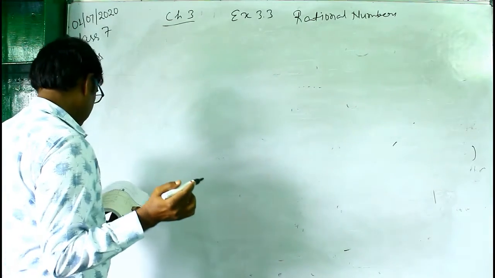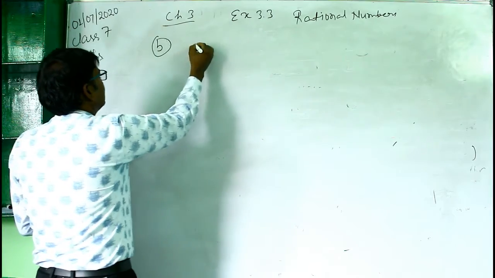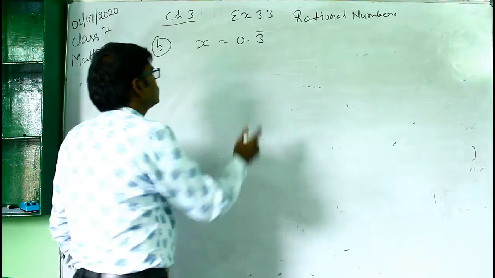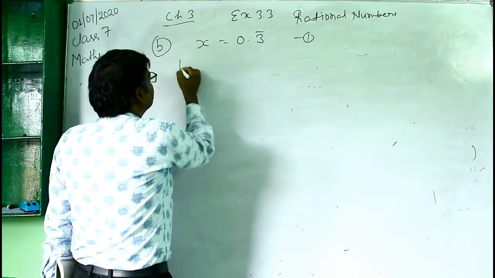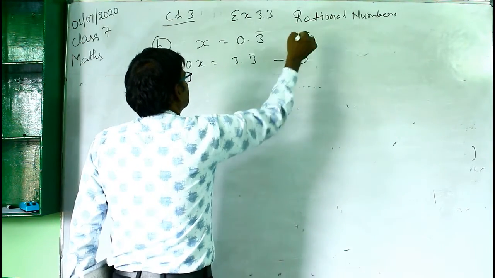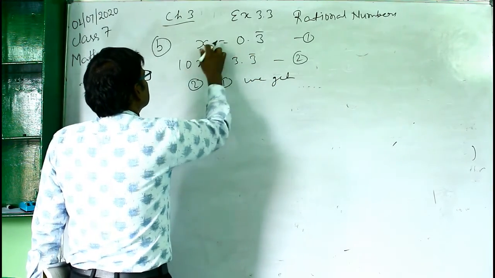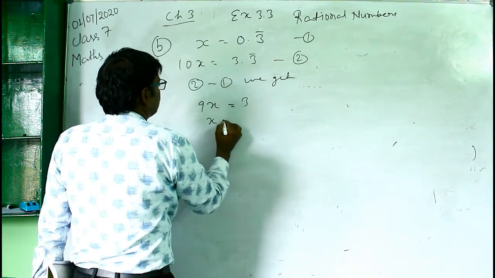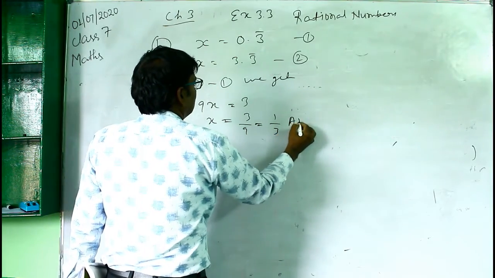Now you have question number B. Okay, so here again x equal to 0.3 bar. Here I am making it simple. So suppose this is 1 and here it is 3 bar. Here you have to multiply this by 10, so 10x equal to 3.3 bar. Okay, then write 2 here, then subtract. 2 minus 1. We get 10x minus x equal to 9x, and here 3 minus 0 will be 3. So you have x equal to 3 by 9 equal to 1 by 3. So the answer here is 1 by 3.